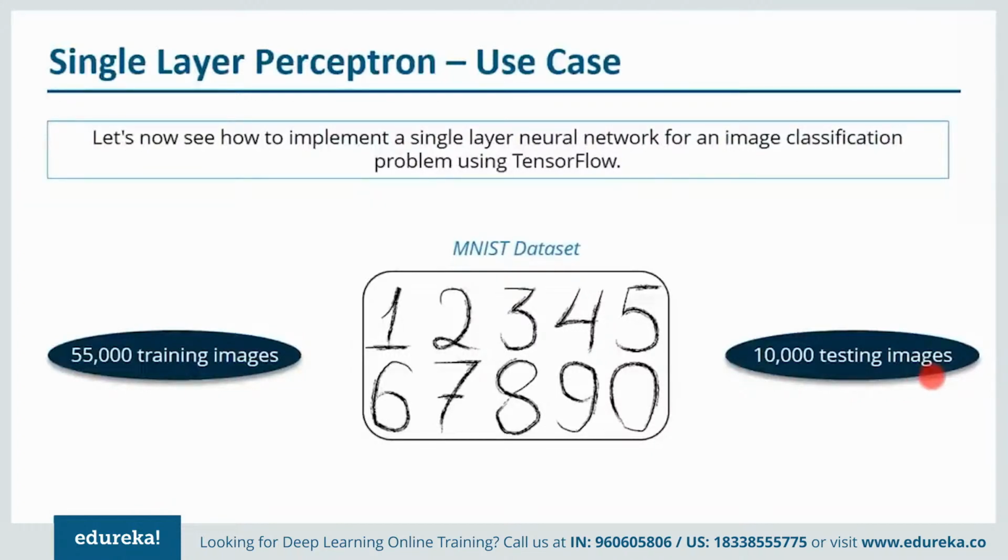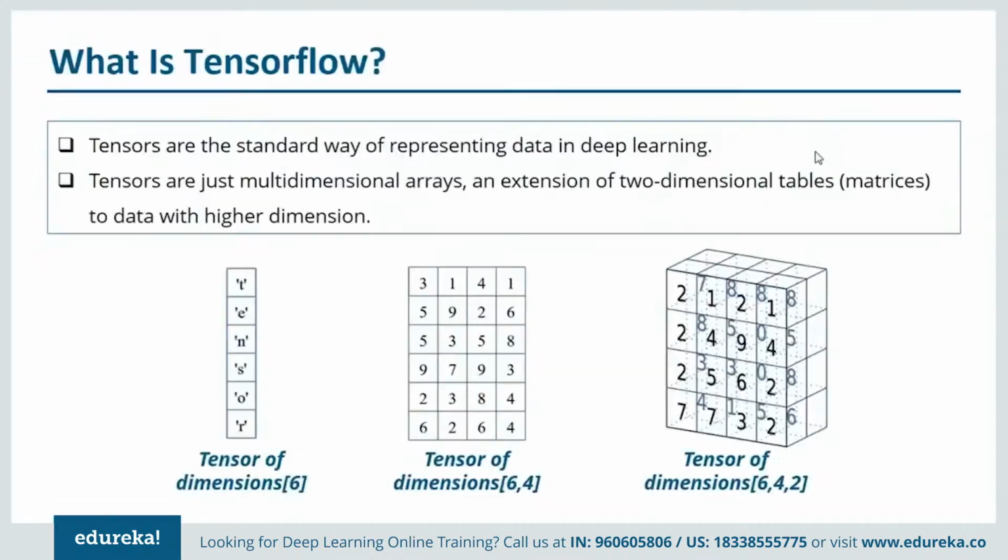And for all of this, we need to understand first what exactly is TensorFlow. So let us move forward, guys, and we'll understand TensorFlow, and then we are going to implement all these things that we have discussed, that is AND gate, OR gate, and the MNIST dataset that I'm talking about. So let us move forward, guys, and understand what exactly is TensorFlow.